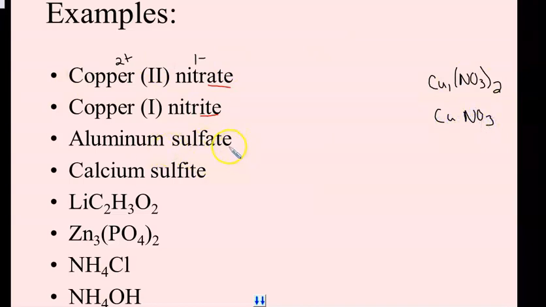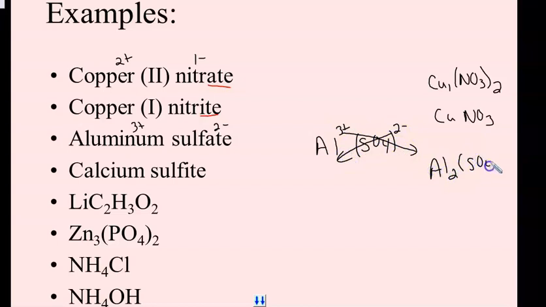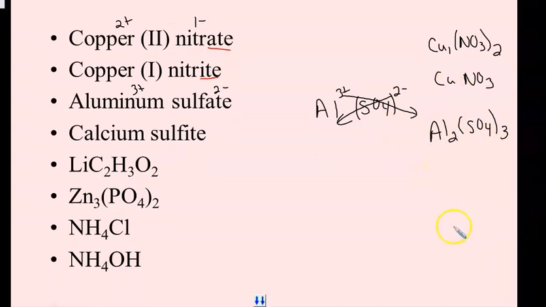So aluminum sulfate. Aluminum is a 3 positive. Sulfate is a 2 minus. I'd look on the sheet until I memorize it. And so aluminum, 3 positive. Sulfate, 2 minus. And we're going to switch them. That's going to go there. That's going to go there. Al2(SO4)3. That's the formula. Remember, the positive and negative go away when you're finding the subscripts.